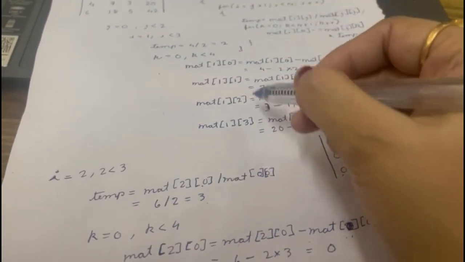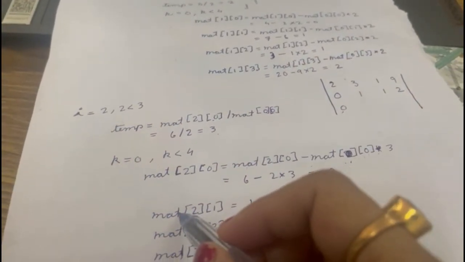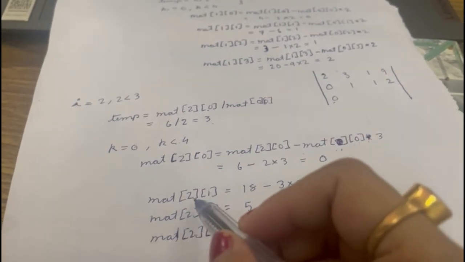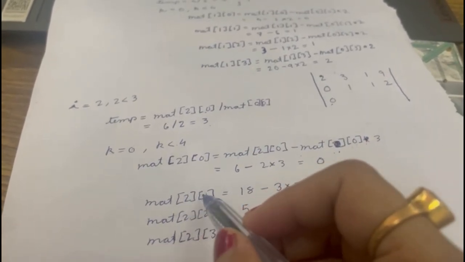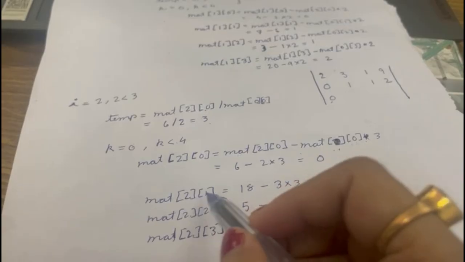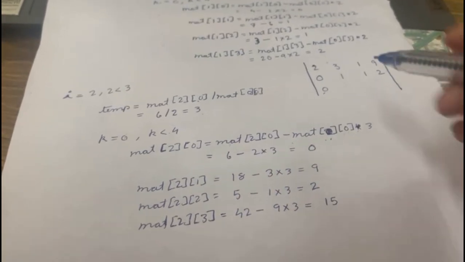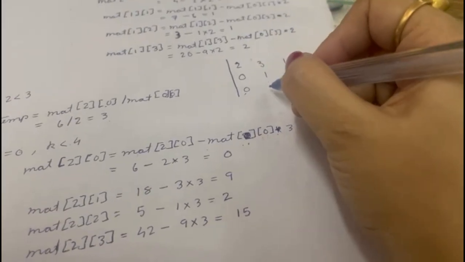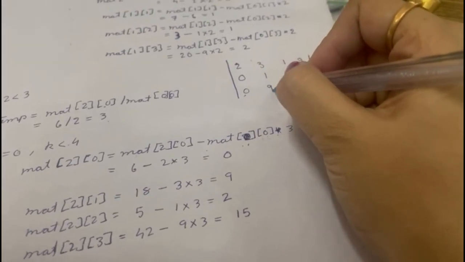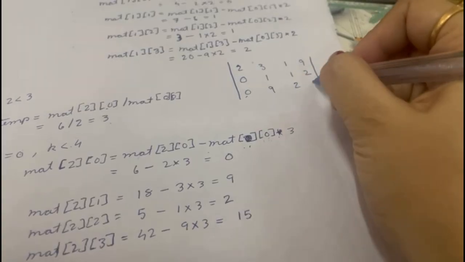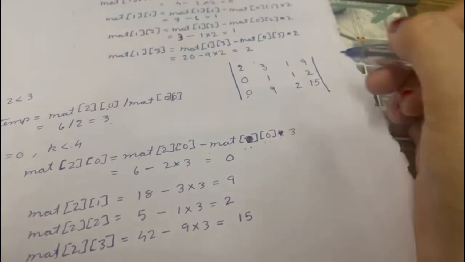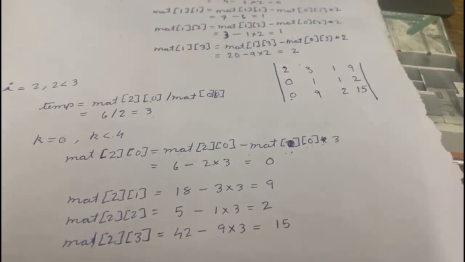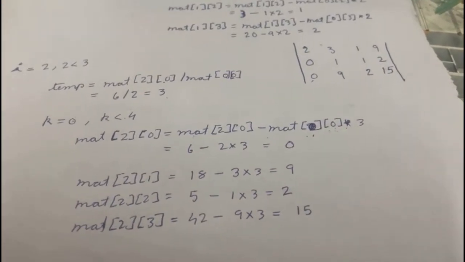As I have explained this part, similarly we will go to k equal to 1. 1 is less than 4. Mat of ik means 2 1. Again the same thing. After performing these steps, what values did we get? The same loop that I have explained. Here we got 9, here we got 2, and here we got 15. Okay, so these things are done. Next we will see what we need to do.